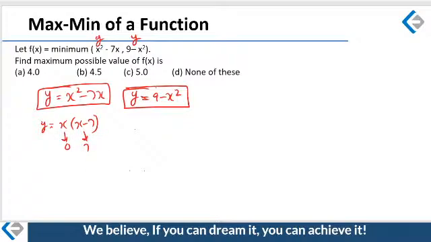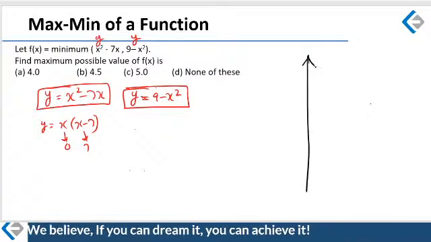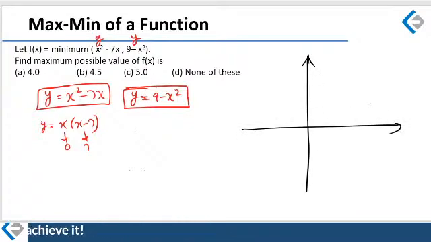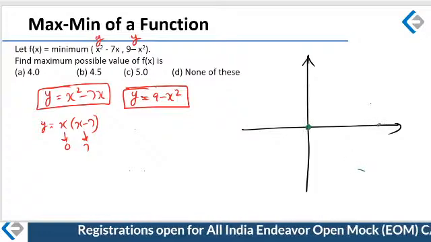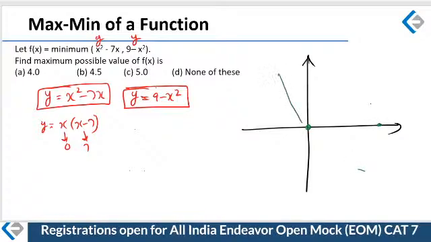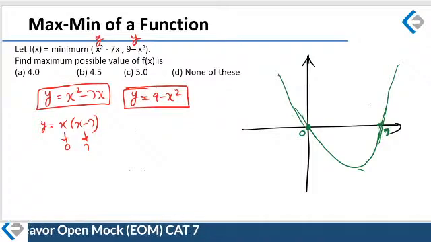If I'm drawing this particular graph, how does my graph look? Let me make an effort to draw it. One of the critical points is 0 here. One of the critical points is 7 somewhere here. So the parabola goes through these two points, something like this. This particular point is 0 and this particular point is 7. That's how the graph is moving here.